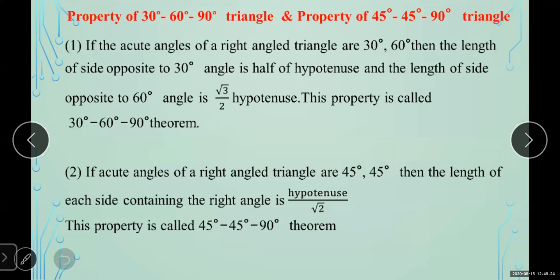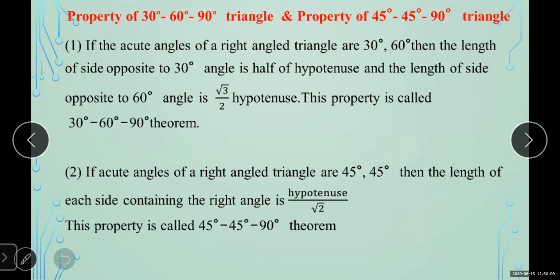If the acute angles of a right angle triangle are 30 degree and 60 degree, then the length of the side opposite to the 30-degree angle is half of the hypotenuse, and the length of the side opposite to the 60-degree angle is root 3 by 2 of the hypotenuse. This is the property of 30, 60, 90.